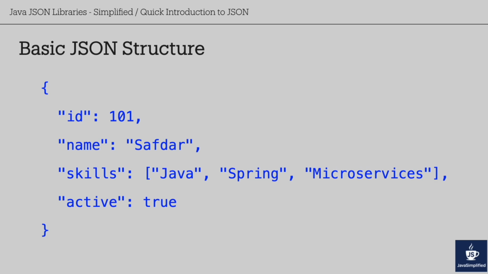For the keys, you can see on the screen: ID, name, skills, active, and on the right side 101, Safdar, and in the square brackets you can see many values, and finally true. In this example, ID is a number, name is a string, skills is an array, active is a boolean. Curly braces represent a JSON object, always remember, and square brackets represent a JSON array, which we'll see in our next slide. Once you understand this basic structure, reading JSON becomes much easier.